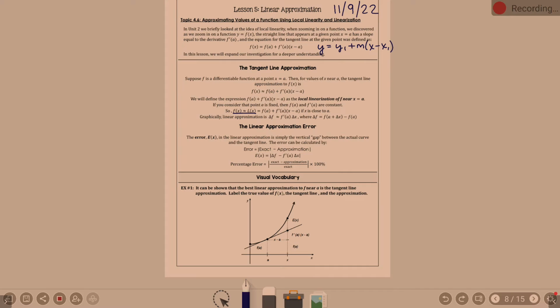Okay, so let's look at this example because I think this picture will help me explain something. You're going to be shown that the best linear approximation of f near a is the tangent line. Label the true value of f of x, the tangent line, and the approximation. So first of all, understand the curve there. This curve right here is representing the function f of x. I need you to understand all the pieces of this graph. So that curve is my function in question. So then what's the straight line? Tangent. This is our tangent line, and that is the tangent line at point a. So this right here is point a, and it's tangent to the graph at point a.